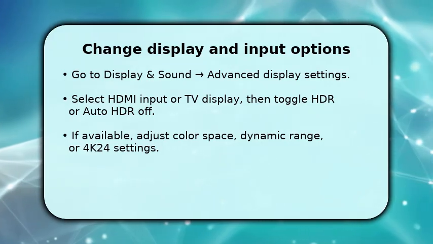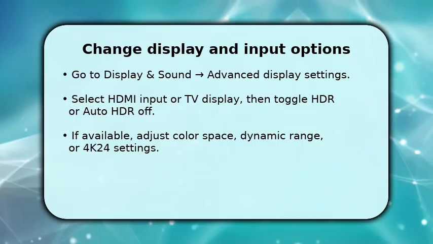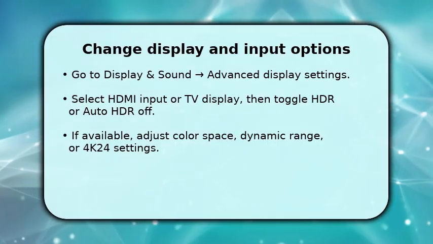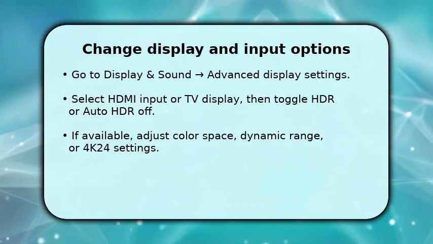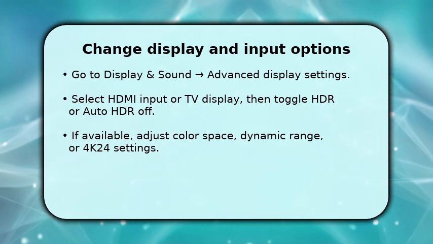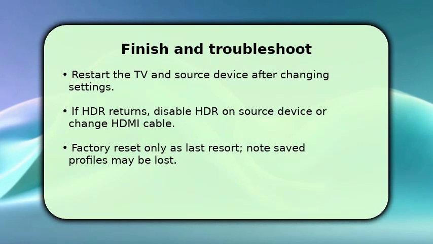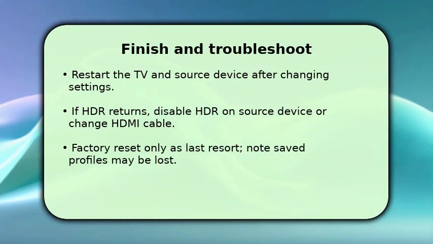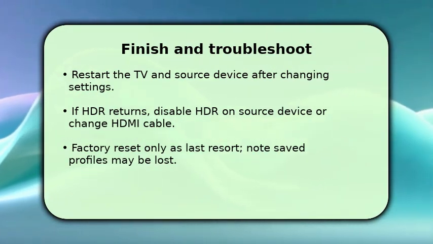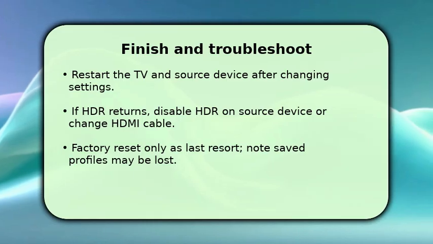If HDR remains, adjust color space and dynamic range settings or disable HDMI 2.0/2.1 features temporarily because some TVs negotiate HDR via those links. To finish, restart your Google TV and the connected source so changes take effect. Recheck the active input afterwards.